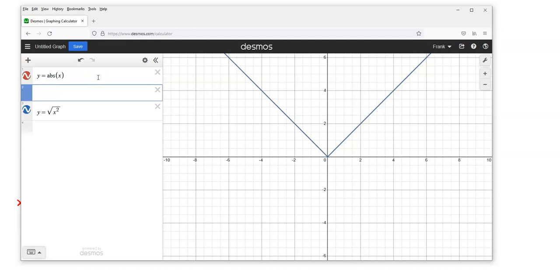There we go. Okay, so now you notice I got the same graph. They're sitting right on top of each other. That's the square root of x squared. That's the absolute value of x. When I add the second one, it sits right on top of the first one. So the square root of x squared is the same thing as the absolute value of x.